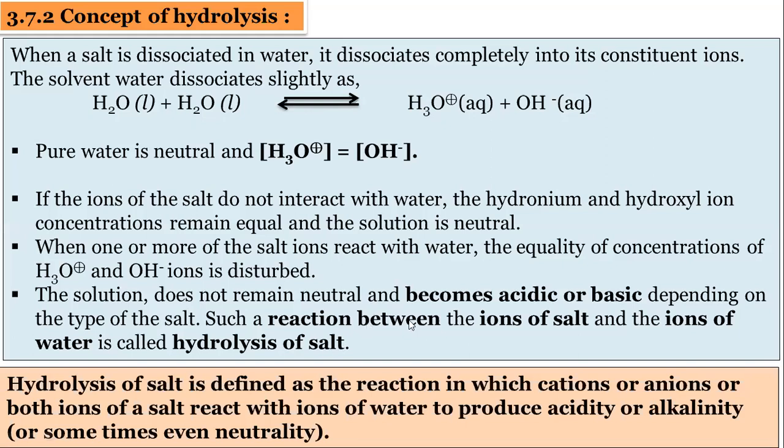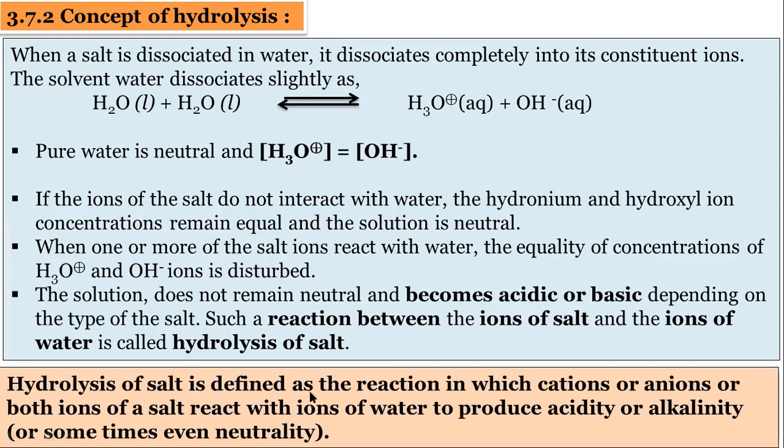So the reaction between ions of a salt and ions of water is called hydrolysis of salt. It is a very easy concept. Hydrolysis means nothing but the reaction between the ions of salt and the ions of water. You know what the ions of water are? They are H3O+ and OH-. So the reaction between the ions of water and the ions of salt is called hydrolysis of salt. The definition is given here, and in your own words, we can write the definition.